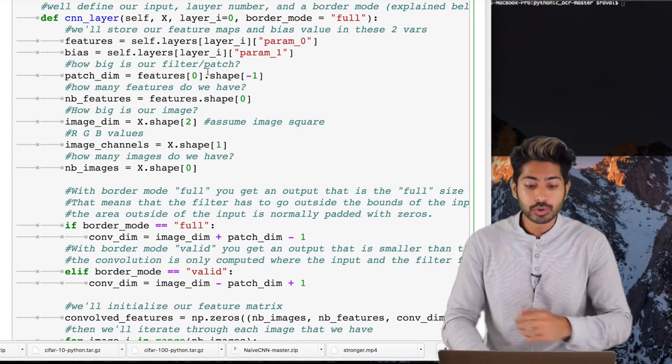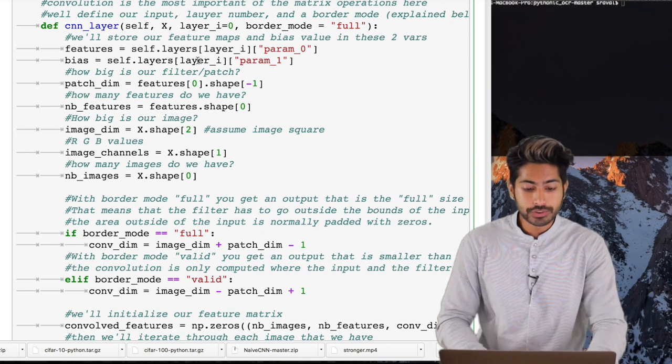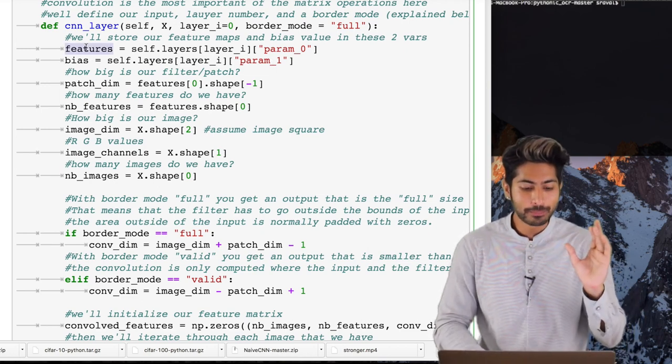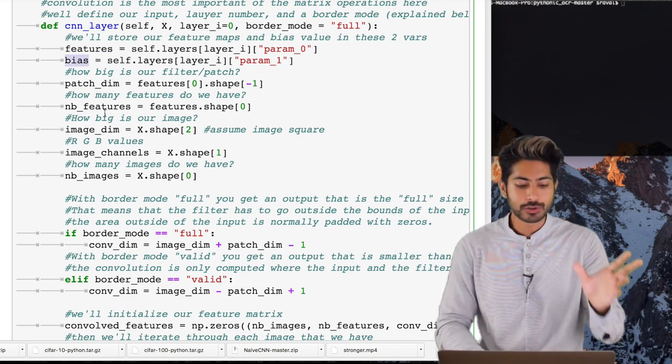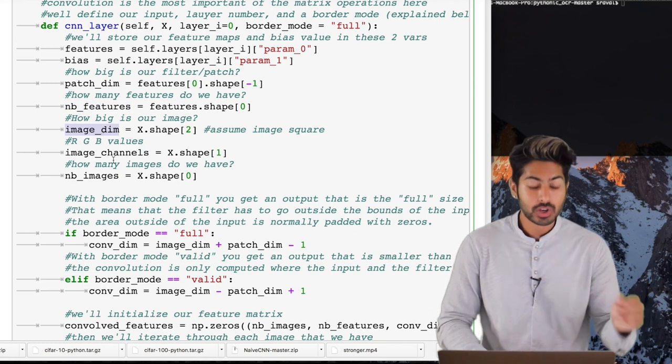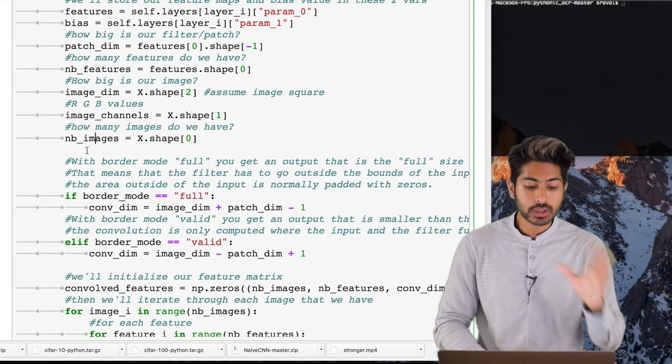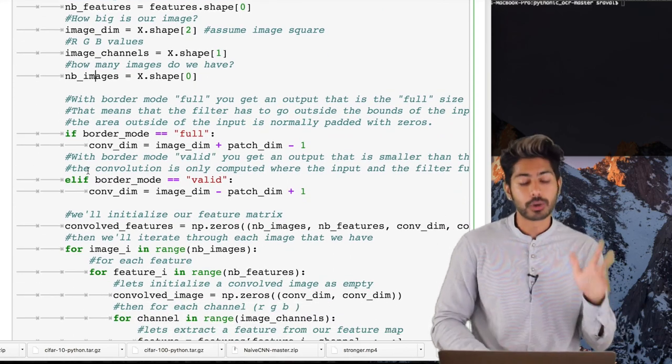So for our convolutional layer, given some input image, we'll store our feature maps and the bias value in these two variables, features and bias. We'll define how big our filter or patch is gonna be, how many features do we want, how big is our image, how many channels, RGB, so 3, and then how many images do we have? So given those values, we'll define a border mode.